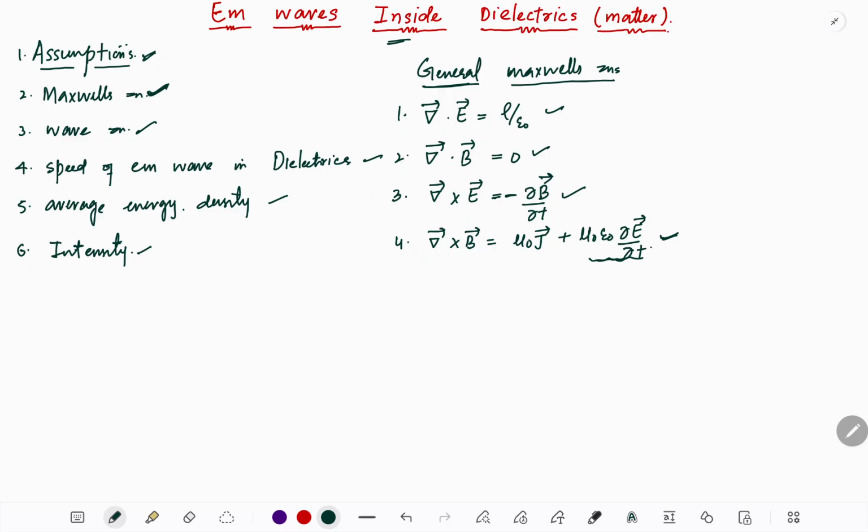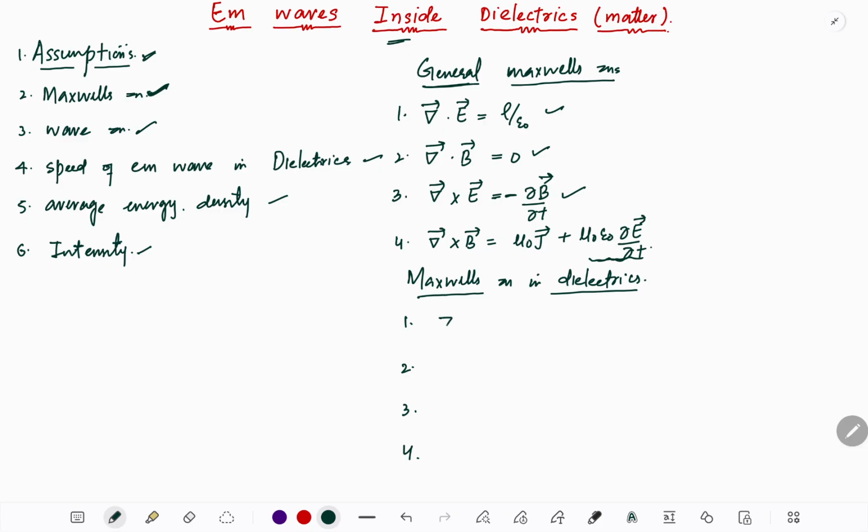Now we'll write the Maxwell's equations in dielectrics. That is, how these equations become when we take the dielectric into consideration. Then we will see how these Maxwell's equations, which we are going to write, behave when we apply them to the electromagnetic waves inside the dielectric material.